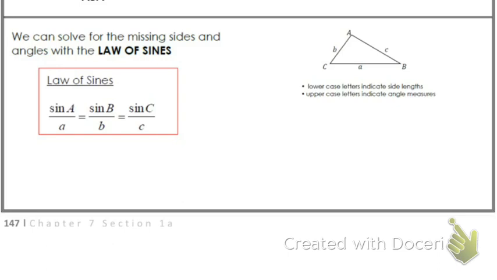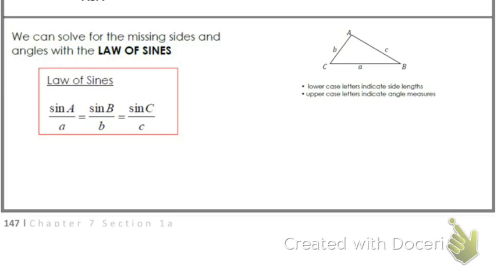And the law of sines says, well, sine of A over side A is always going to equal sine of B over side B, which will always equal sine of C over side C, given that triangle over there.